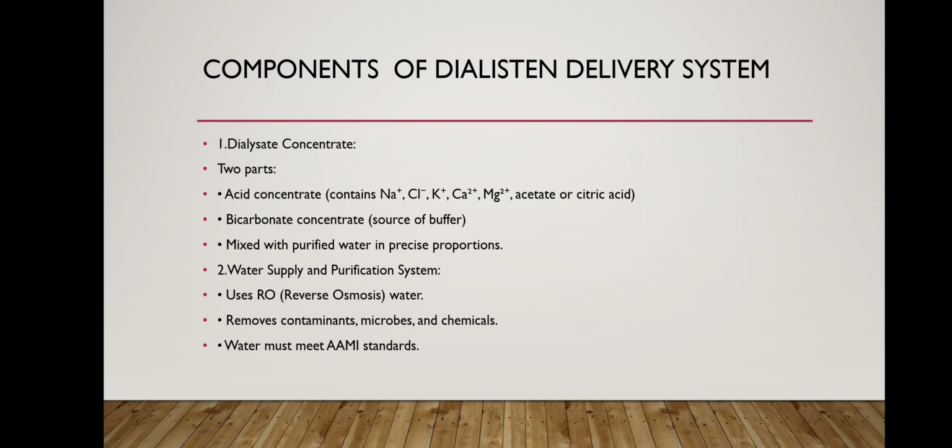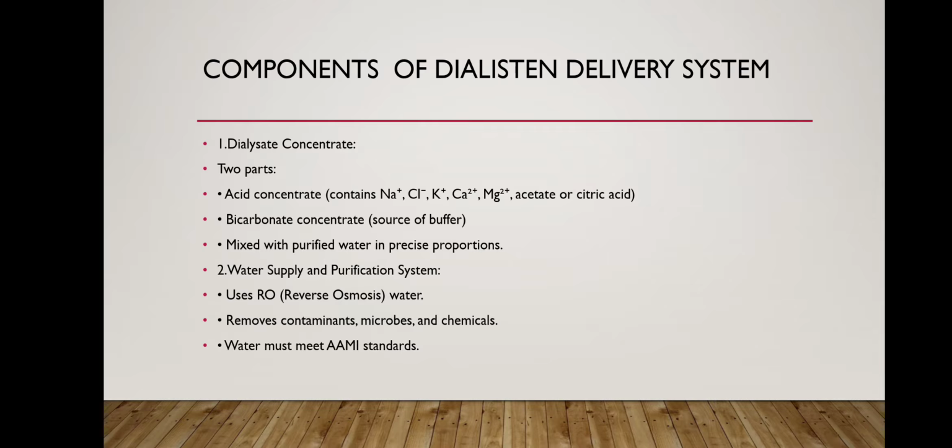The main components of the dialysate delivery system begin with dialysate concentrate. There are two parts. First one, acid concentrate, then bicarbonate concentrate. Acid concentrate contains sodium, potassium, calcium, chloride, magnesium, and citric acid or acetate. Then bicarbonate concentrate is the source of buffer. It mixes with purified water in precise proportions.